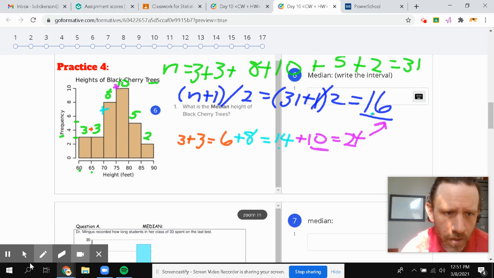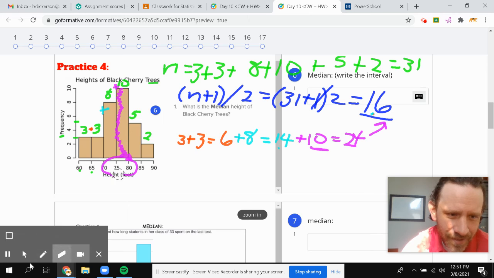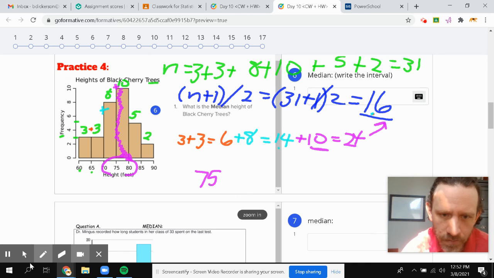So that's in this bar, right? And what's the actual height, the median height in that bar? All right, that's the 75 to 80 group. And so that is my answer. Okay, I'm going to say the median in this case, class, is 75 to 80.